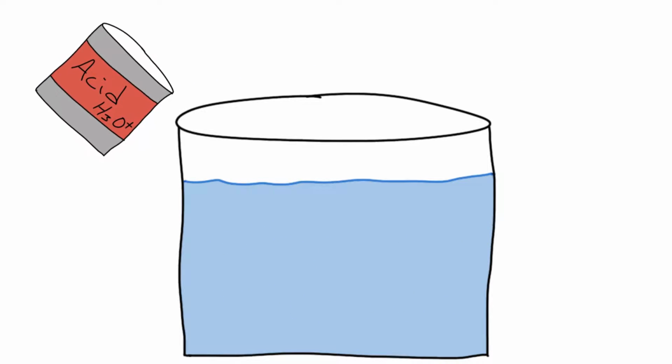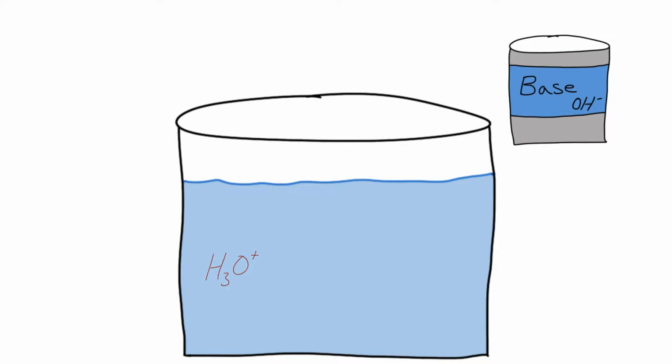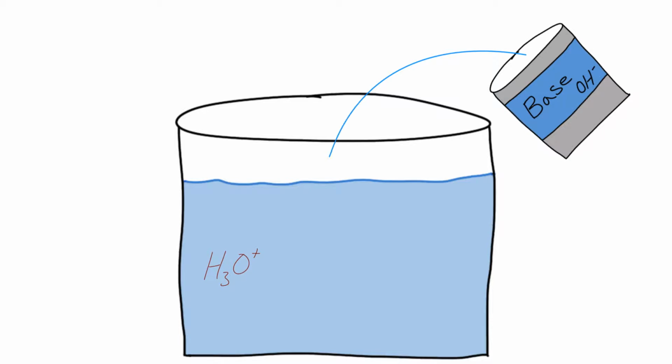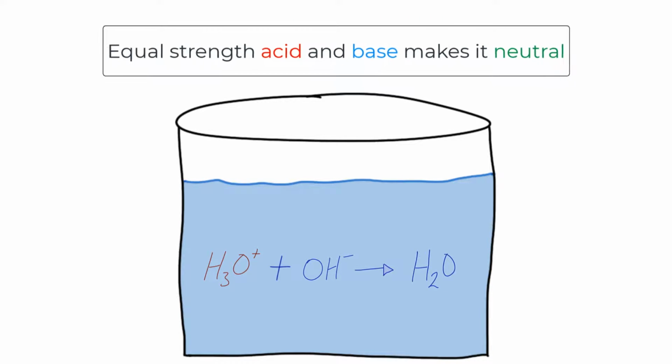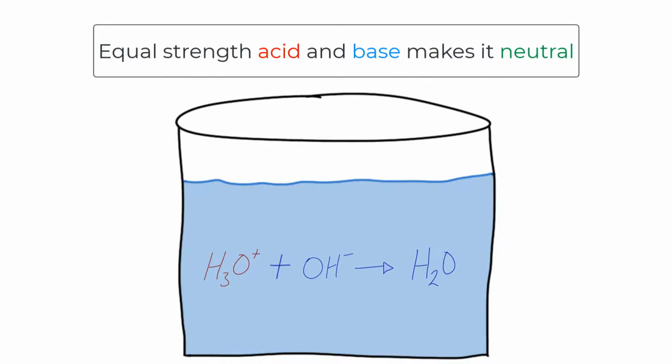Now if you took an acid and added it into the water and an equal strength base and added it to the water, the acid and base will react and they will neutralize. So equal strength acid and base makes it neutral.